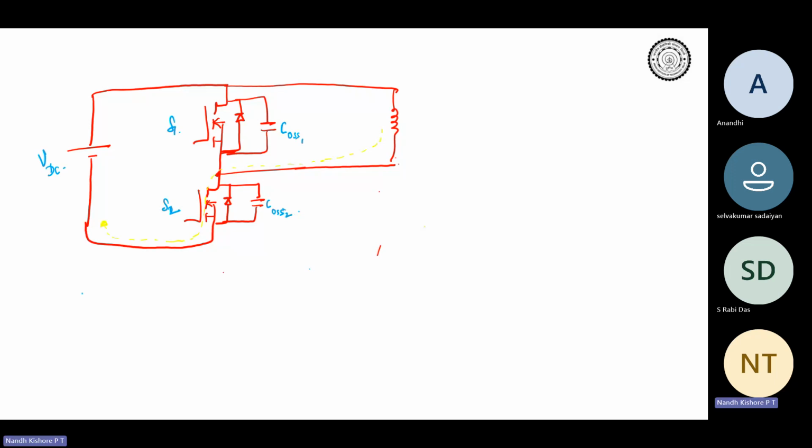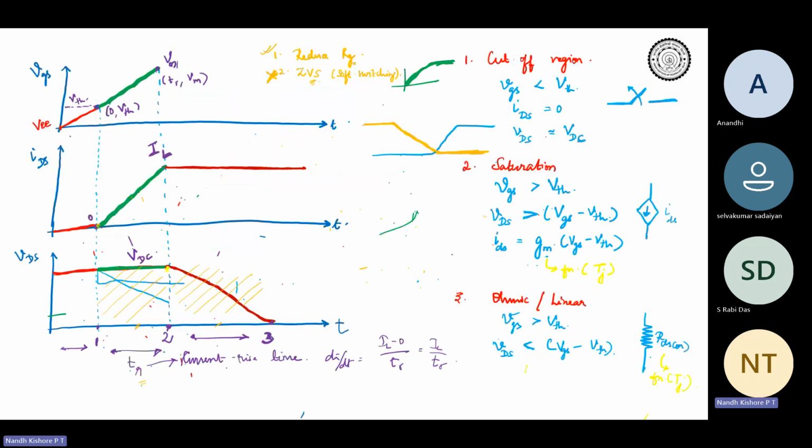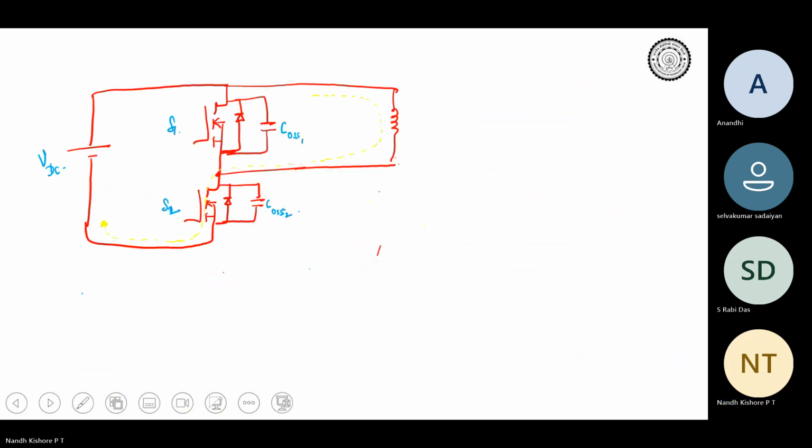And S2 is in which region? Is it ohmic region or saturation region? Saturation, correct. It's in saturation region. Now this diode has stopped conducting.